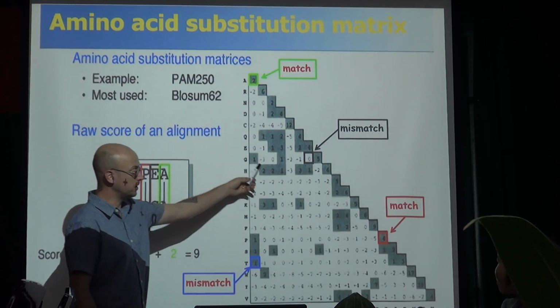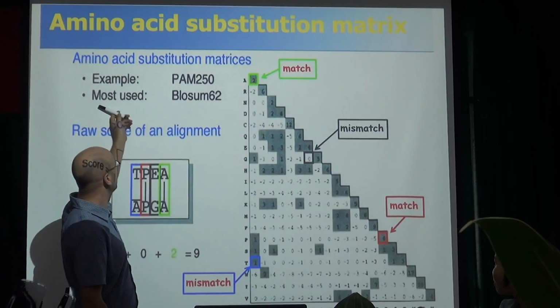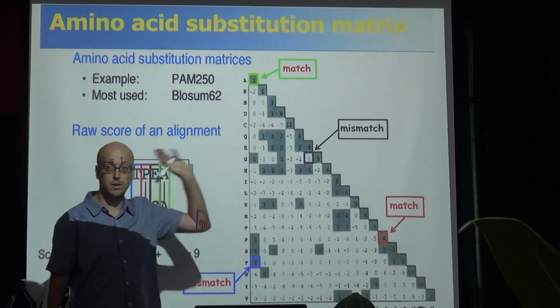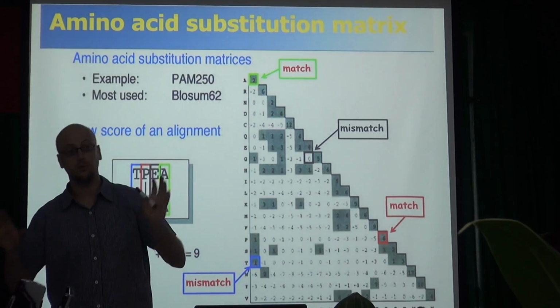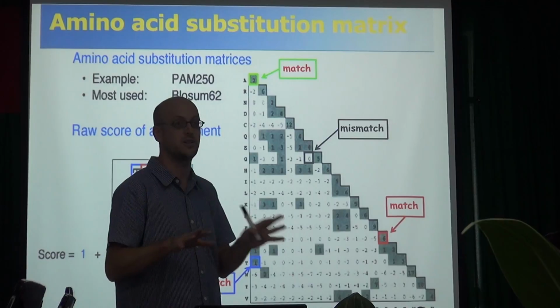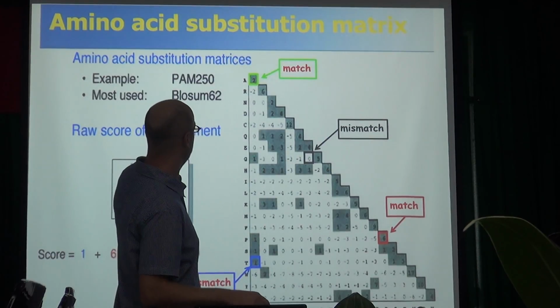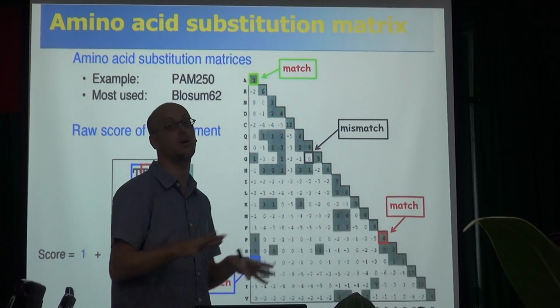We have a lot of these matrices. The one most often used is called Blossom 62. I will not tell you why it is called Blossom. I will not tell you why it is called 62. There are reasons, but we don't have time now. But just know that this is the one that we will most often use.